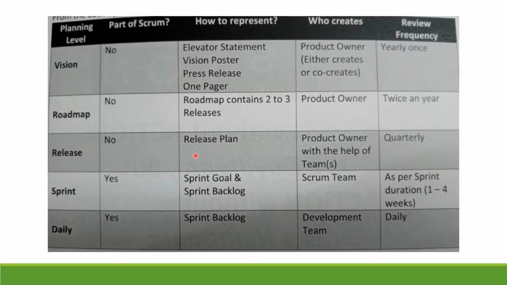Release planning is represented by the release plan itself, and then sprint level planning happens, which is part of the scrum, right? It is represented by the sprint goal and sprint backlog, owned by the scrum team. Actually it's not the product owner. The sprint backlog and sprint goal are owned by the scrum team. It can be of 2 weeks or 4 weeks, right? And then the daily plan happens on the sprint backlog. It's owned by the development team and reviewed on a daily basis. So these are the 5 levels of planning, how to represent these product planning levels, and what the frequency is, right?